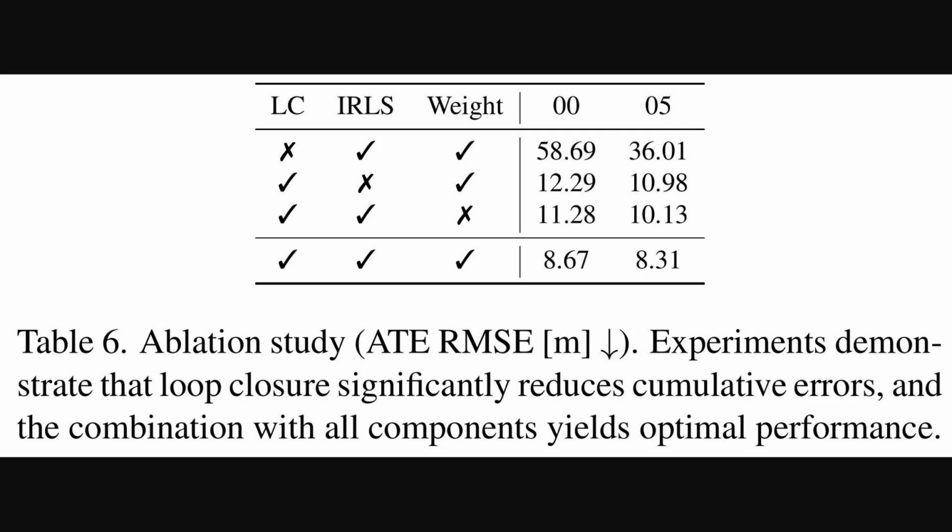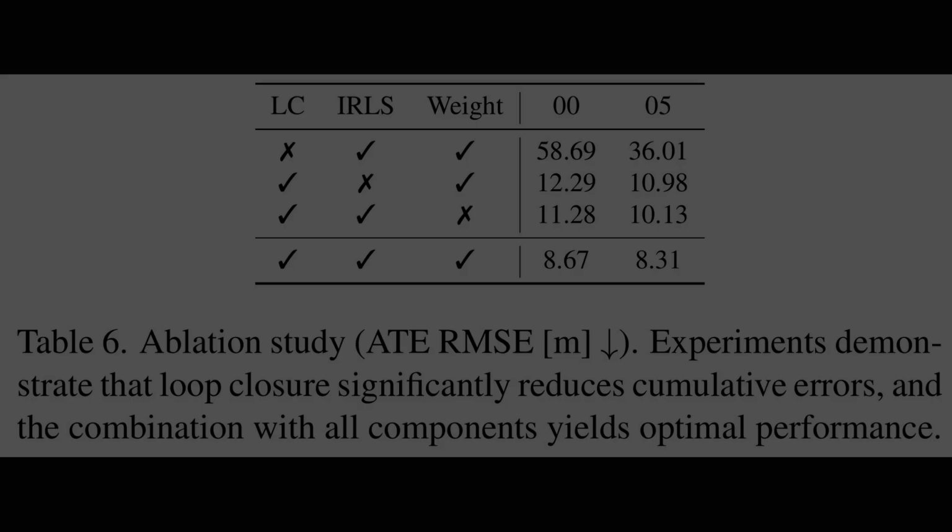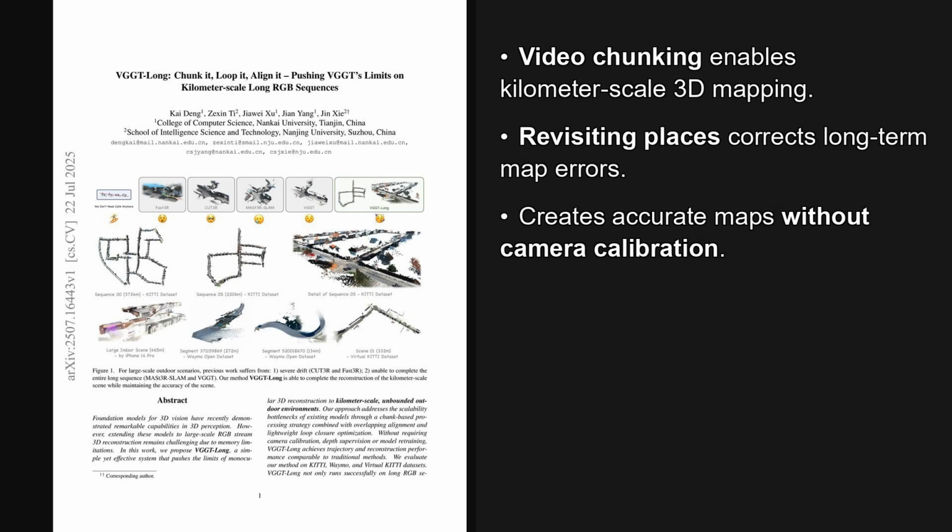To really understand what makes the system so effective, the authors performed this ablation study. Here, they take the system apart piece by piece to see how much each component contributes to that low error score. The columns show results when turning off loop closure, and a technique called iteratively reweighted least squares, which is a method for robustly aligning chunks by downweighting noisy data. Look at the first row. Without loop closure, the error on sequence 00 skyrockets to over 58 meters. Adding it back in drops the error dramatically, showing just how critical it is for fighting that accumulated drift. So those results really show how each part of the system is vital.